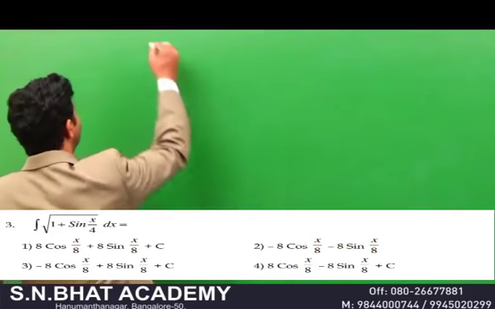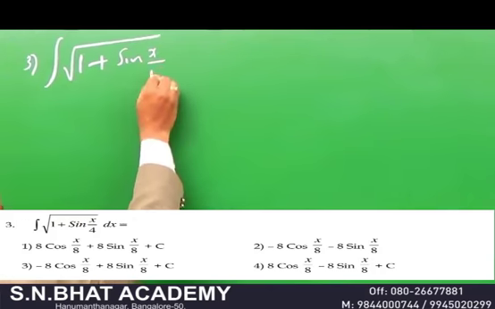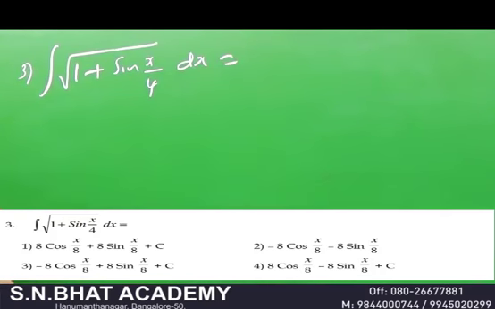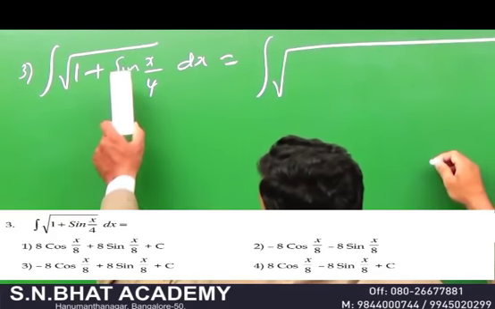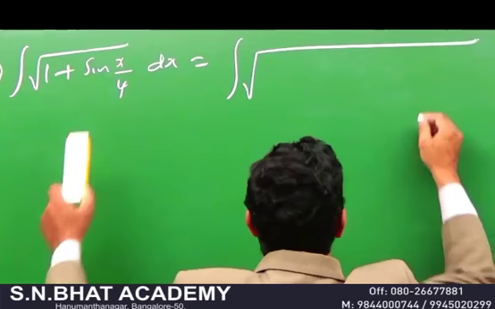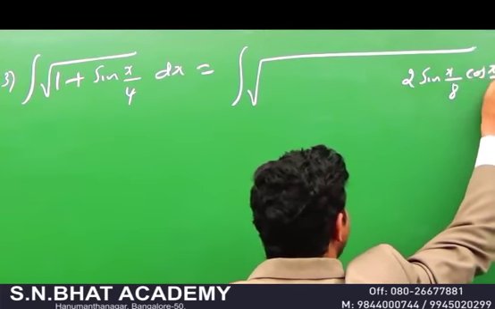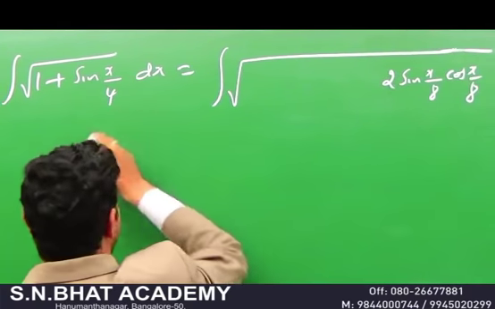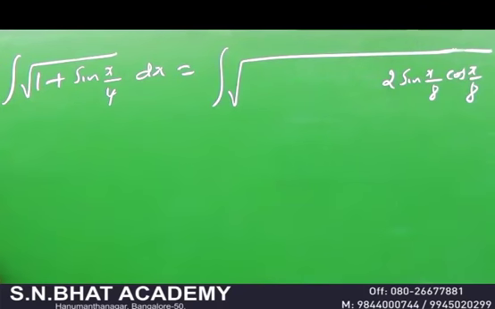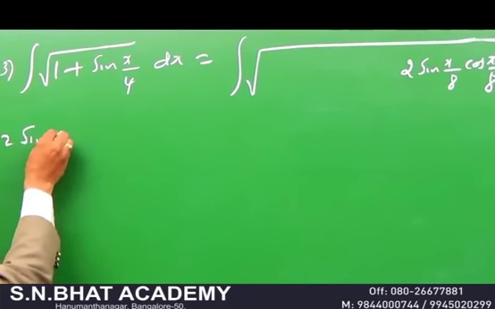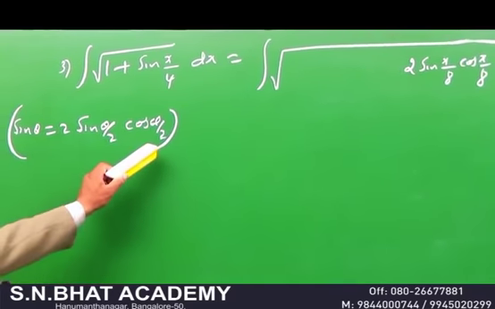Question number 3. We have to evaluate the integral of root of 1 plus sin x by 4. So in this problem, we use the formula for sin theta. Sin theta is 2 sin theta by 2 into cos theta by 2. We are using this formula. Sin theta equal to 2 sin theta by 2 cos theta by 2. So remember this formula.